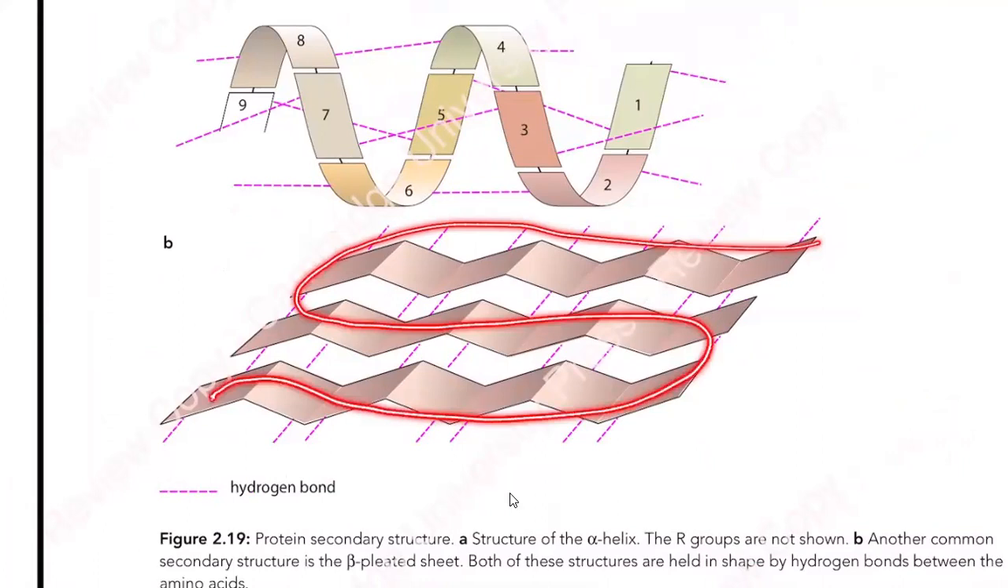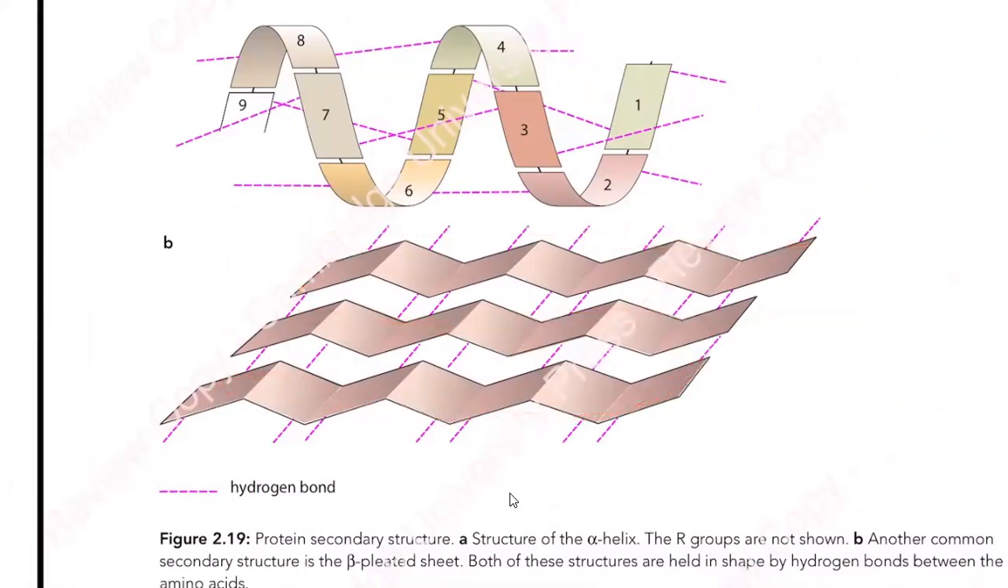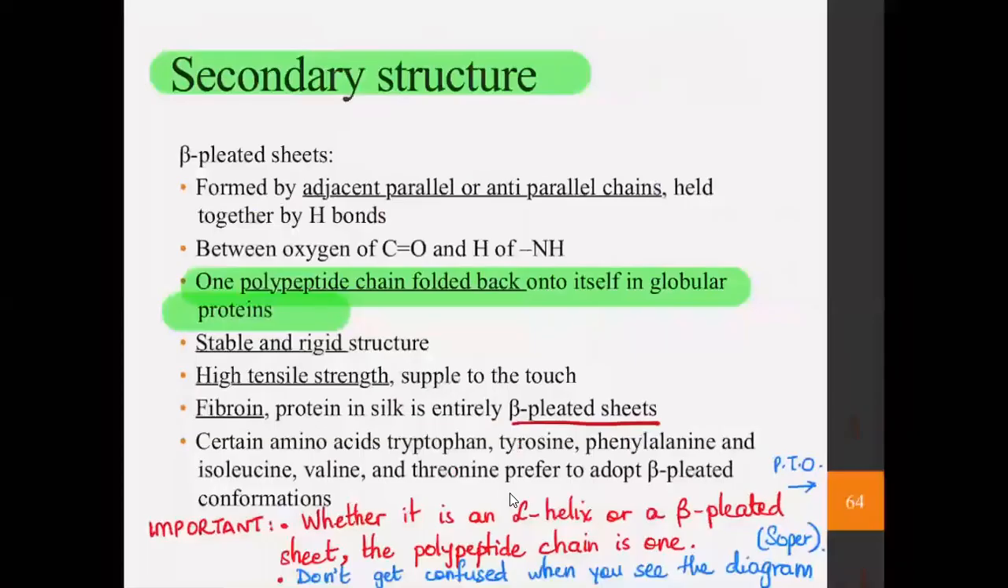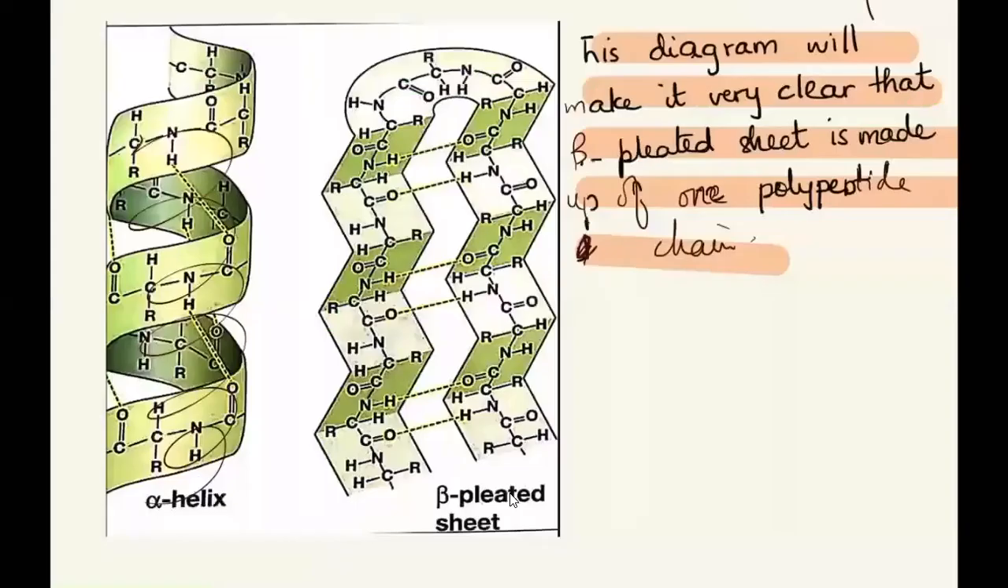So whether it is an alpha helix or it is a beta pleated sheet, at the end of the day, it's only one polypeptide chain. Let me go back and show you this thing. This is also a diagram of beta pleated sheet. On the left hand side, you can see alpha helix. ठीक है जी, आपको ये helix नजर आ रहा है. And then this is the beta pleated sheet.